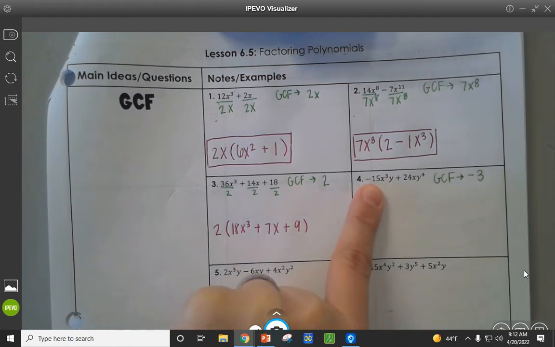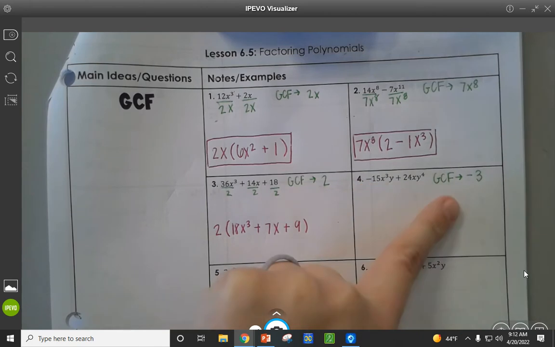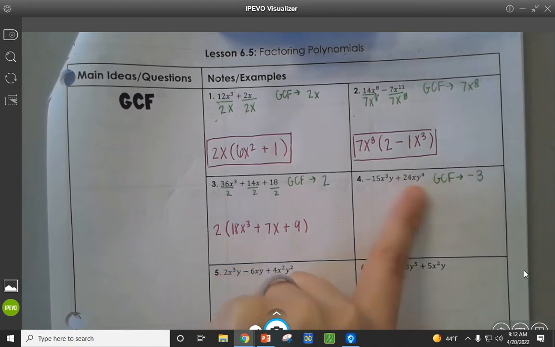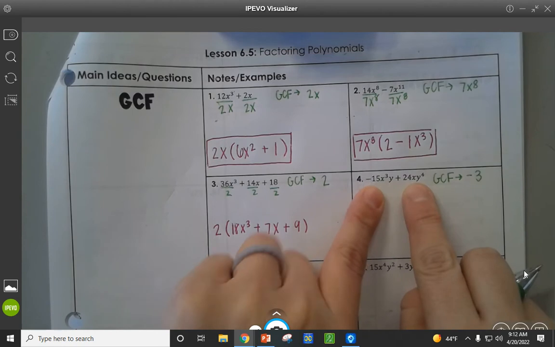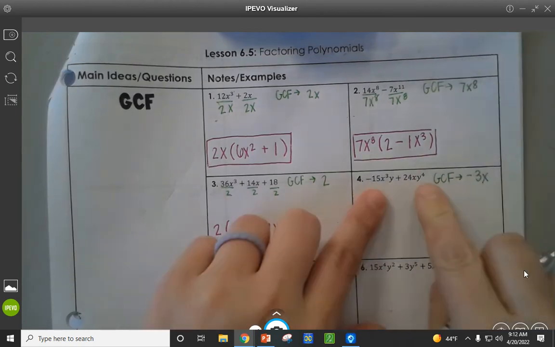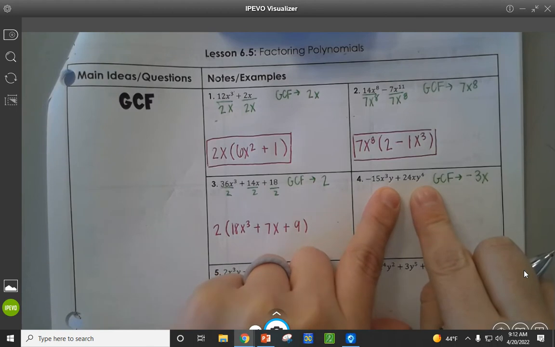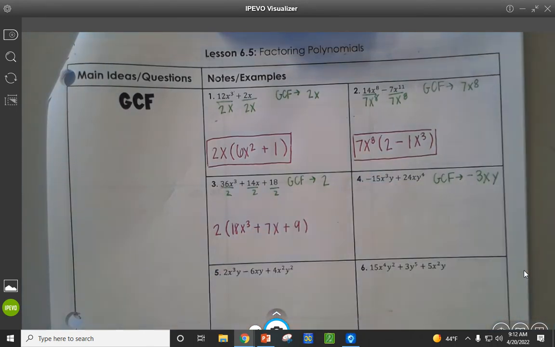So if you always look at your first term. If your first one is negative, your GCF needs to be negative. How many x's do they both have in common? This one has x cubed. That one only has x. So they only have 1 in common. What about the y's? How many y's do they both have in common? 1. So just 1 y. So my GCF is negative 3xy.